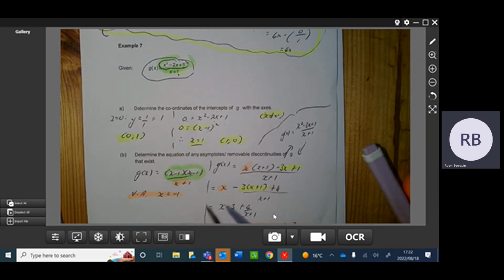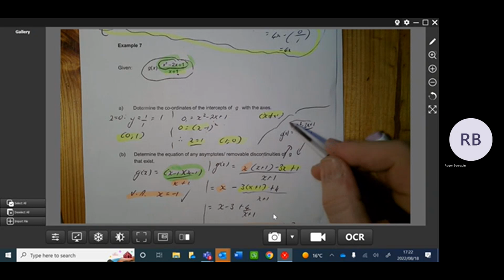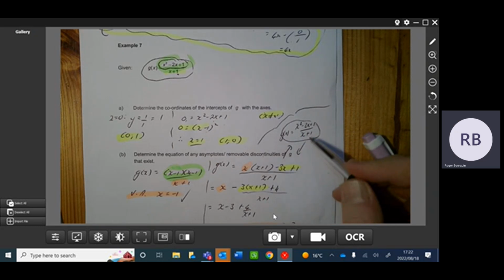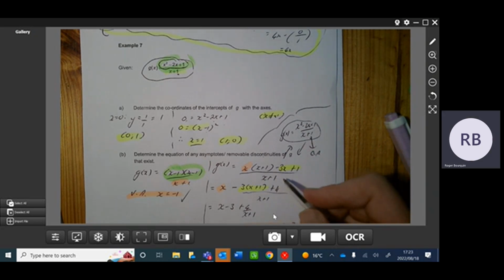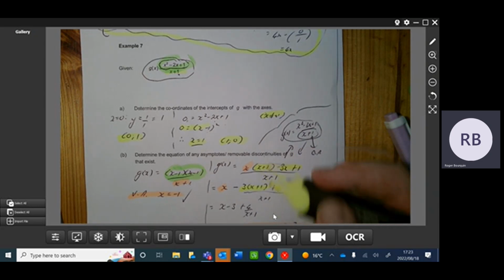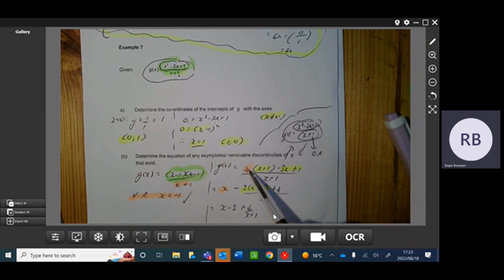Then determine the equation of any asymptotes that exist. Well, once again, if I factorize the numerator, x squared minus 2x plus 1, that factorizes to x minus 1, x minus 1. Nothing cancels, so there'll be no removable discontinuities, but there will be a vertical asymptote at x is equal to -1. The degree of the numerator is 1 more than the degree of the denominator. So immediately we know there's going to be an oblique asymptote. As I said, if they were the same, or if the degree of the numerator was less than the degree of the denominator, it would be a horizontal asymptote.